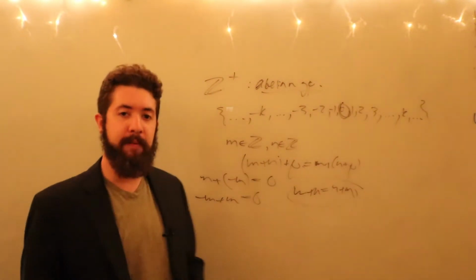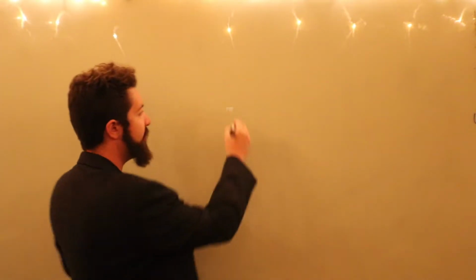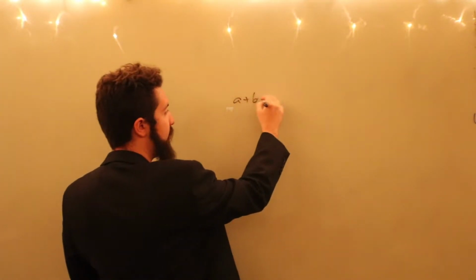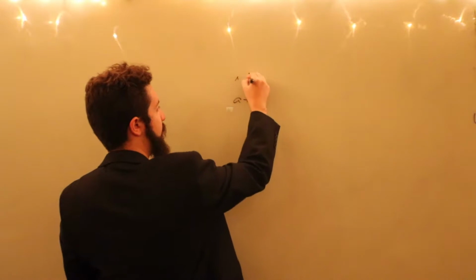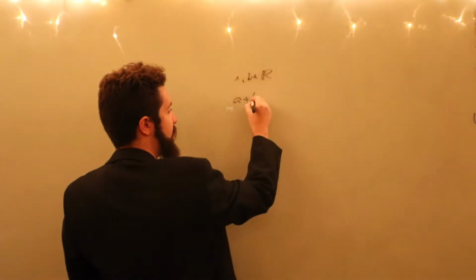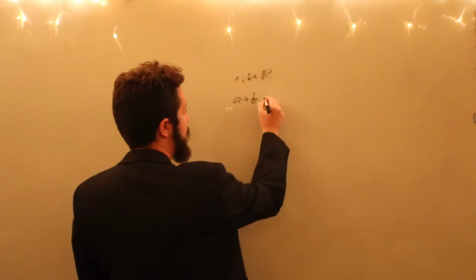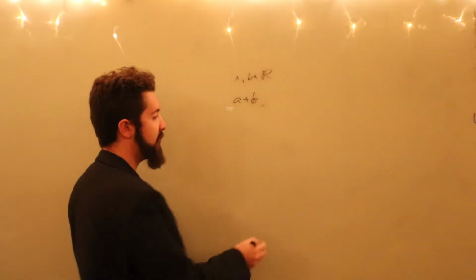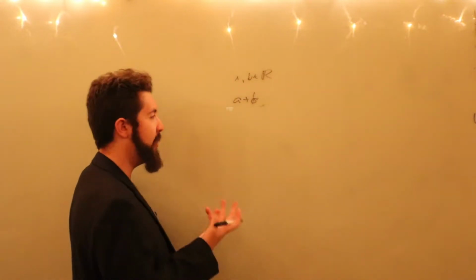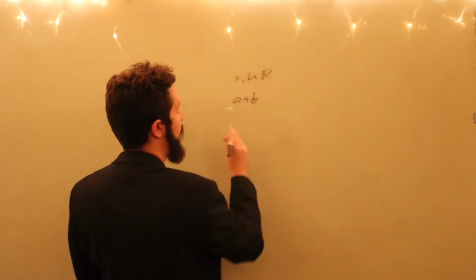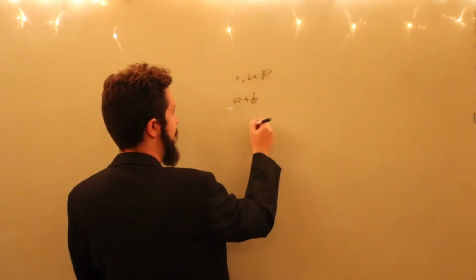Or at least one of them. Now we can do the same thing with the real numbers, right? If we have two real numbers a and b, their sum is going to be another real number. You can think of this as decimal expansions. Maybe it's not the best way to think about real numbers, but it works for our purposes right now.